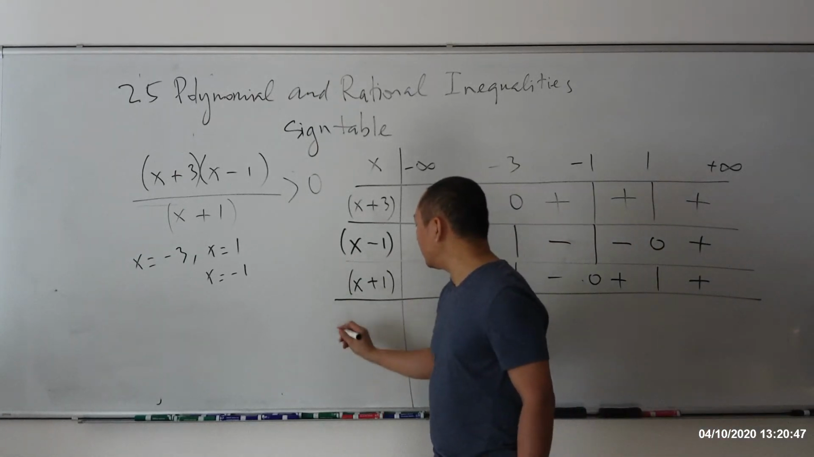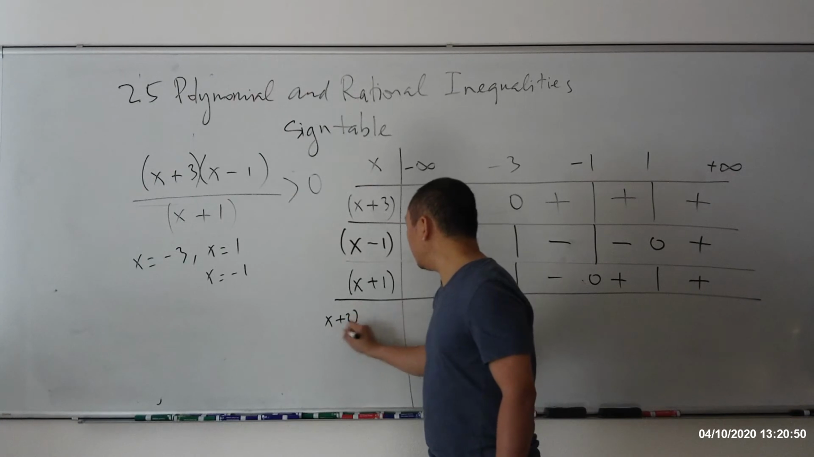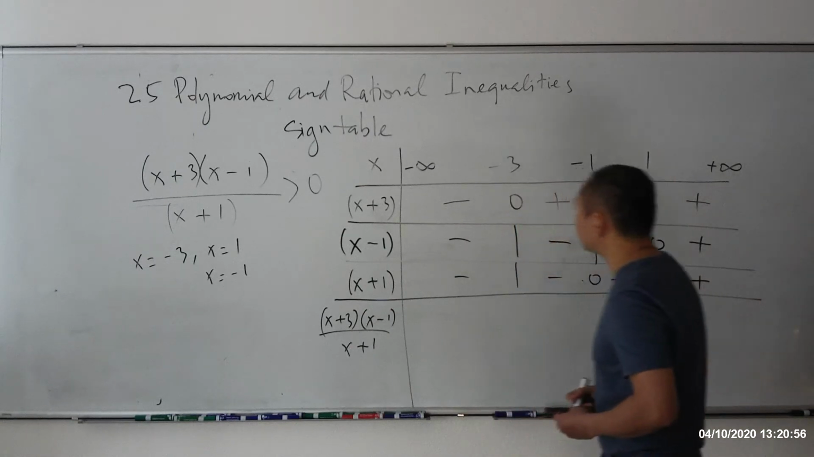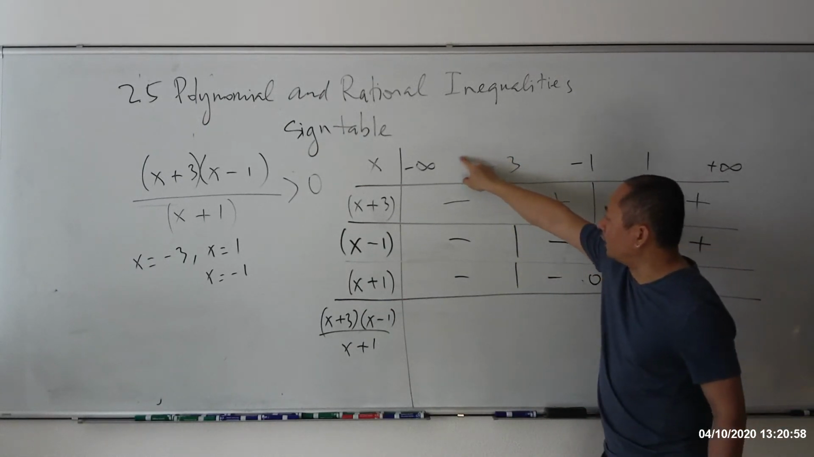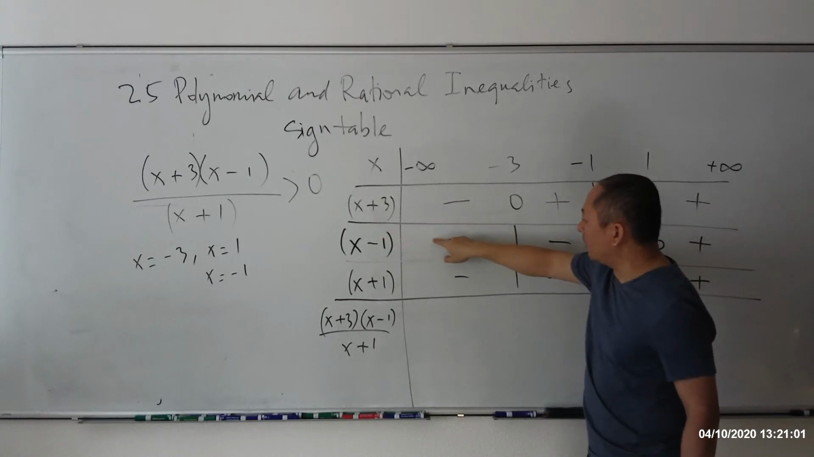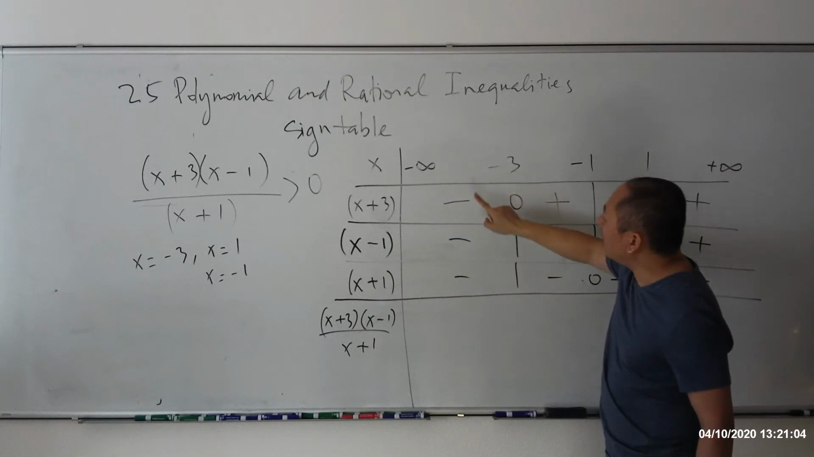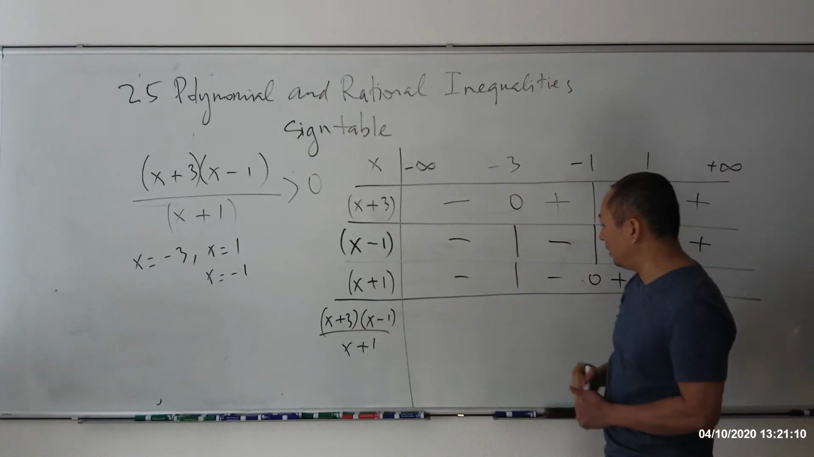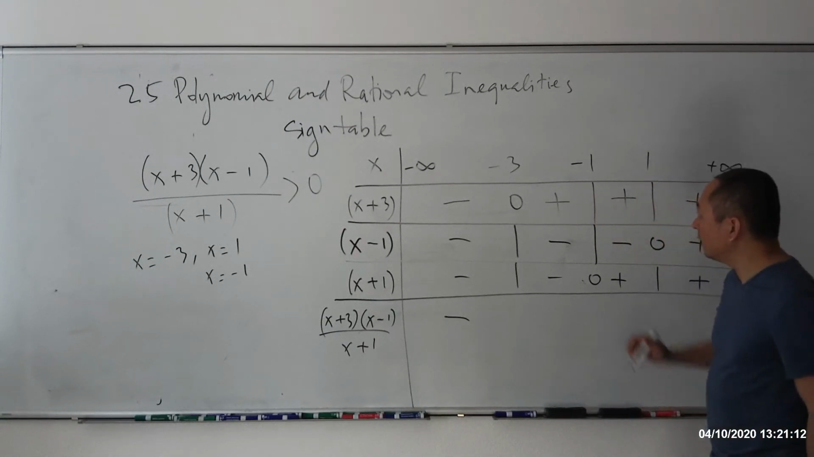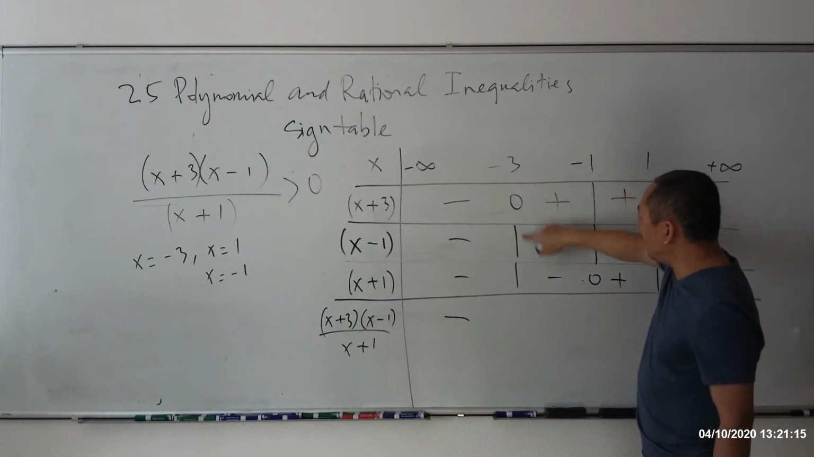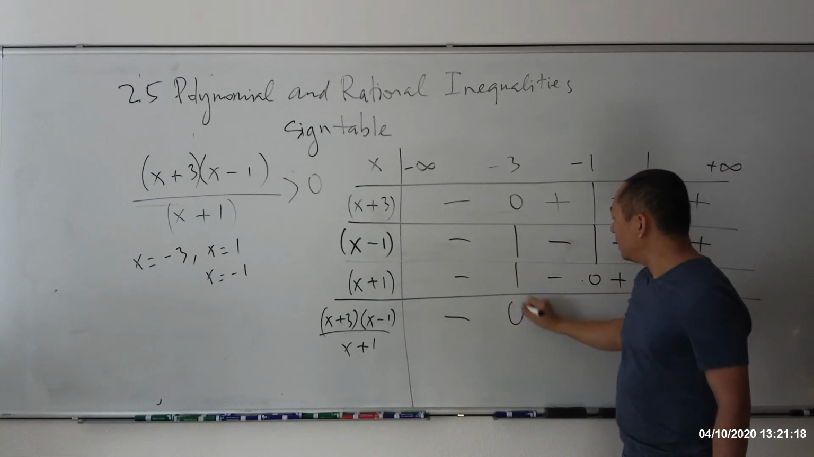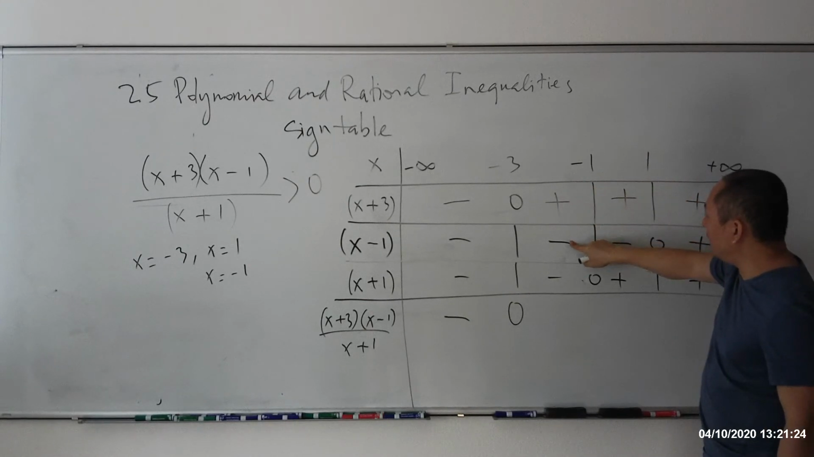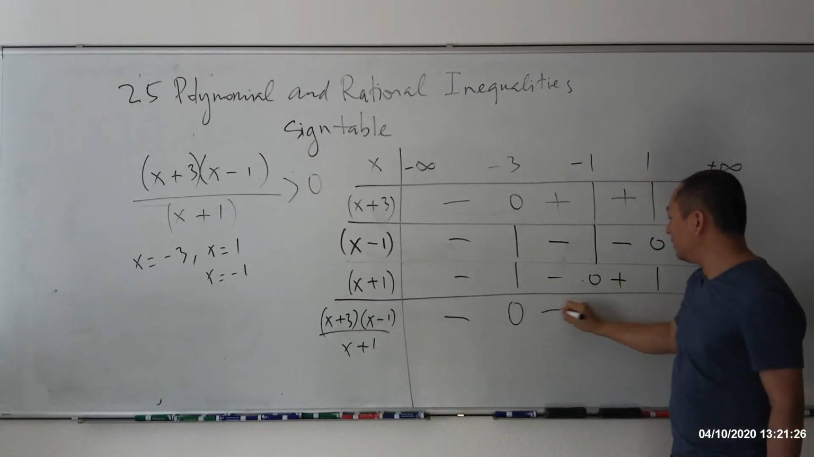Now I'm talking about the entire rational function, x plus 3 times x minus 1 divided by x plus 1. So when x is less than -3, each factor gives me a negative number. Negative times negative is positive. Positive divided by negative is a negative number. When x equals -3, 0 times something is 0, 0 divided by something is 0. X is between -3 and -1: positive times negative is negative, negative divided by negative is back to positive.